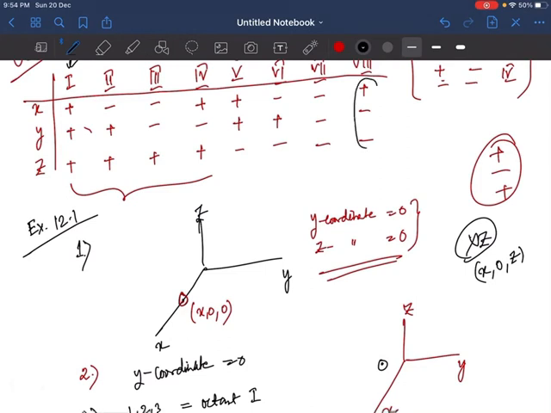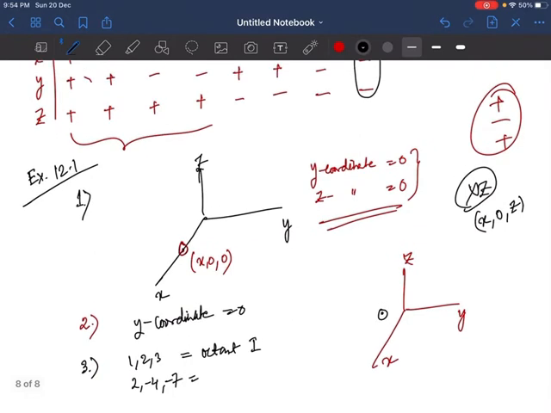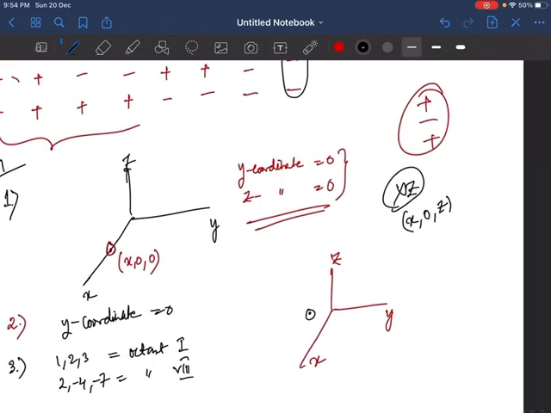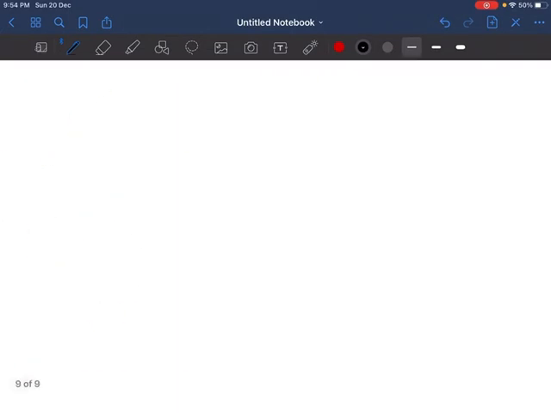So you see it is the 8th octant. So I will write here octant 8. Like this way you have to write all of them. Okay. Now let's go to question number 4.